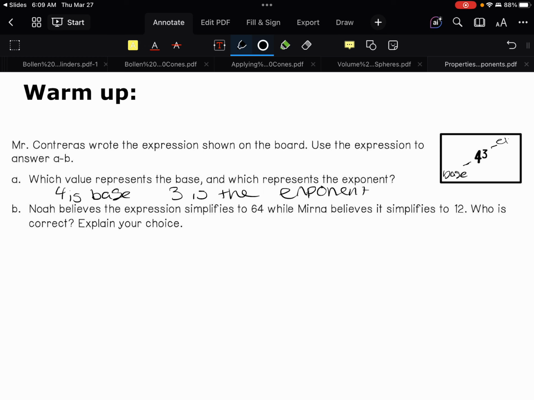So Noah believes the expression simplifies to 64, and Myrna believes it's 12. The easiest way to do this is to solve the expression. It would be 4 times 4 times 4. Remember, 4 three times, not 4 times 3. Which would be 16 times 4, which would then be 64. So Noah is correct.